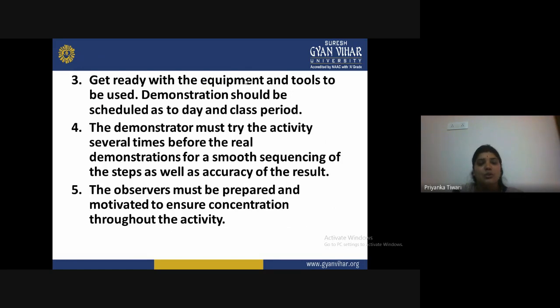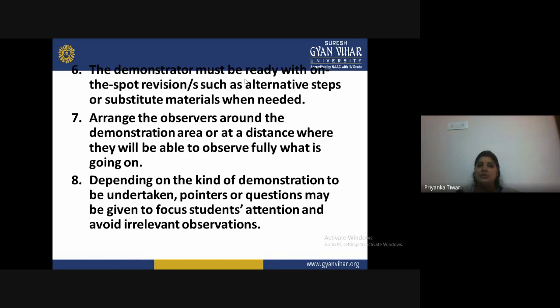Demonstrations should be scheduled within class periods. The demonstrator must try the activity several times before the real demonstration for a smooth sequencing of the steps as well as accuracy of the result. The observers must be prepared and motivated to ensure concentration throughout the activity. And so the demonstrator must be ready with on the spot revisions, such as alternative steps or substitute materials when needed.